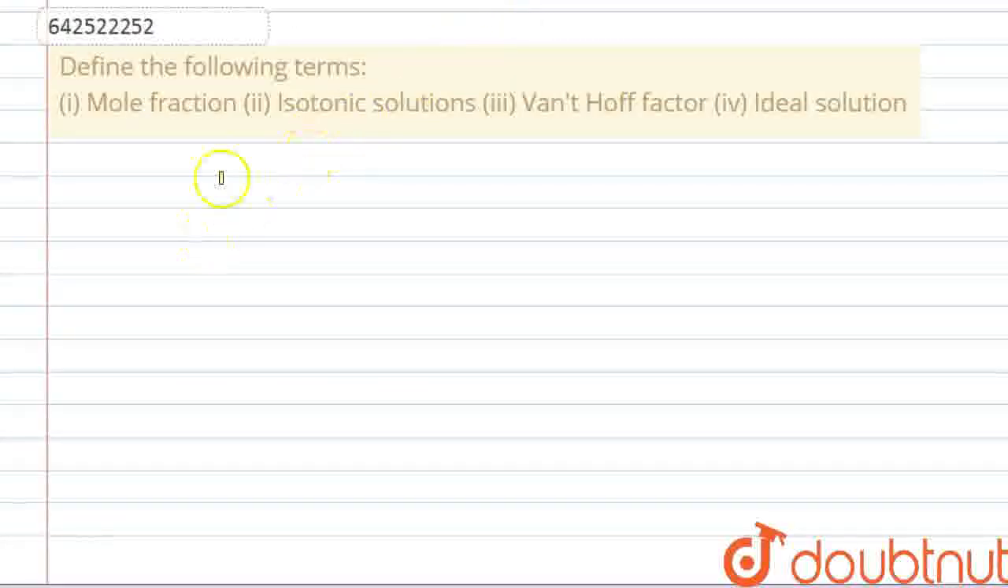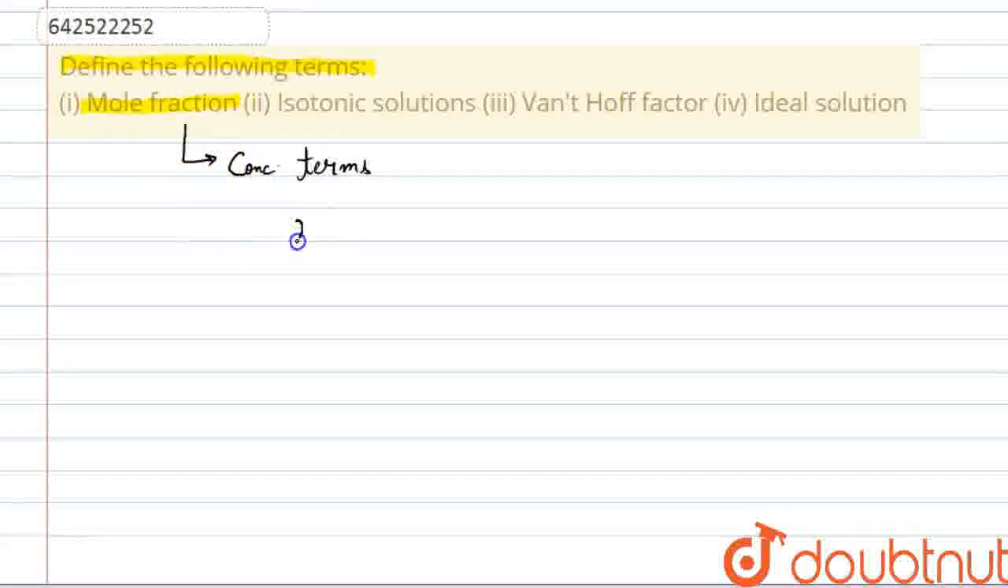Hello everyone, let's start this question. Now in this question we have to define the following terms. We are given the first, which is mole fraction. Now what is mole fraction? This is a concentration term which tells us about the concentration of the solution. It is one of the concentration terms. We have another concentration term, molarity, and like that we have mole fraction.